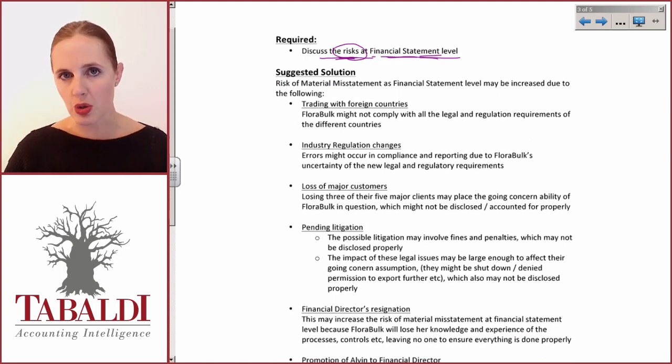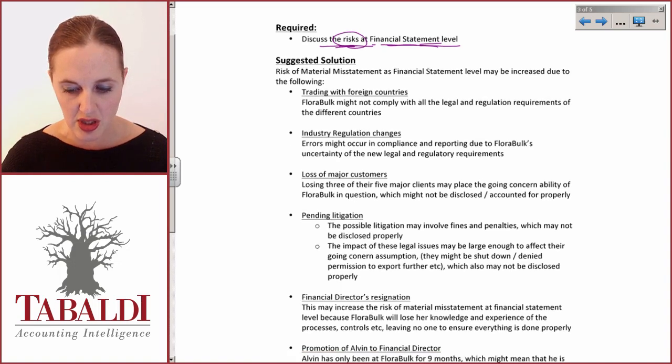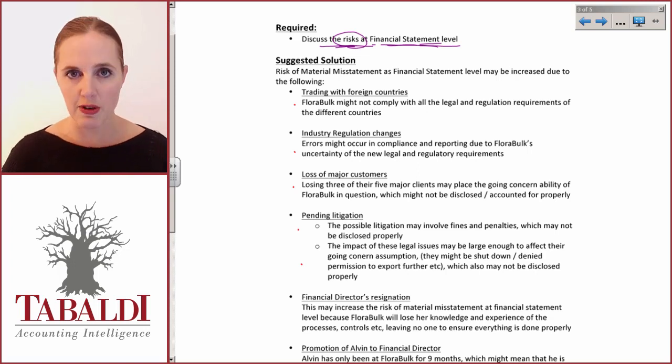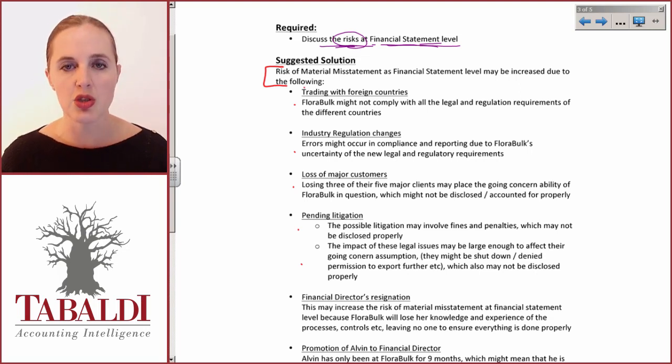What I've tried to do is minimize the amount of writing that I do. So the first thing I want you to notice is that instead of continually saying in every single line, this increases the risk of material misstatement, this increases the risk of material misstatement, you'll notice that I've done that at the top. I've said right in the beginning, the risk of material misstatement may be increased due to the following.